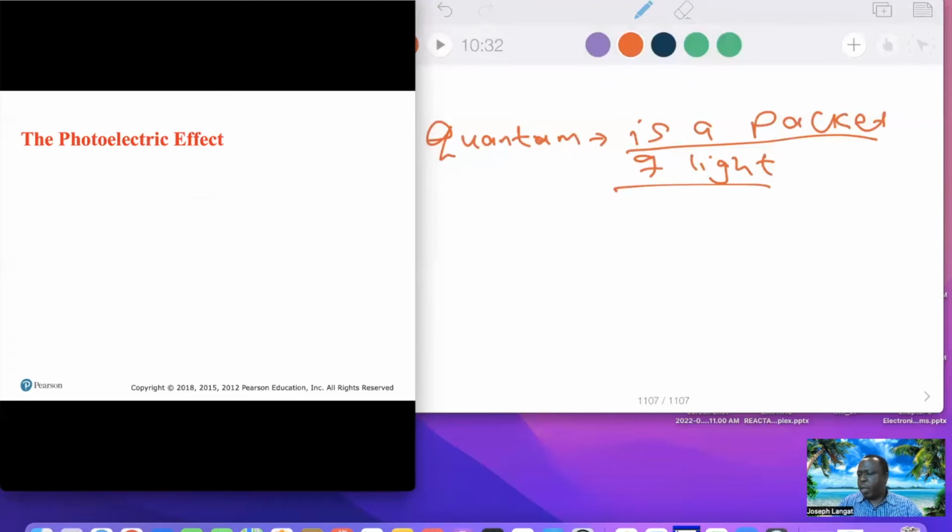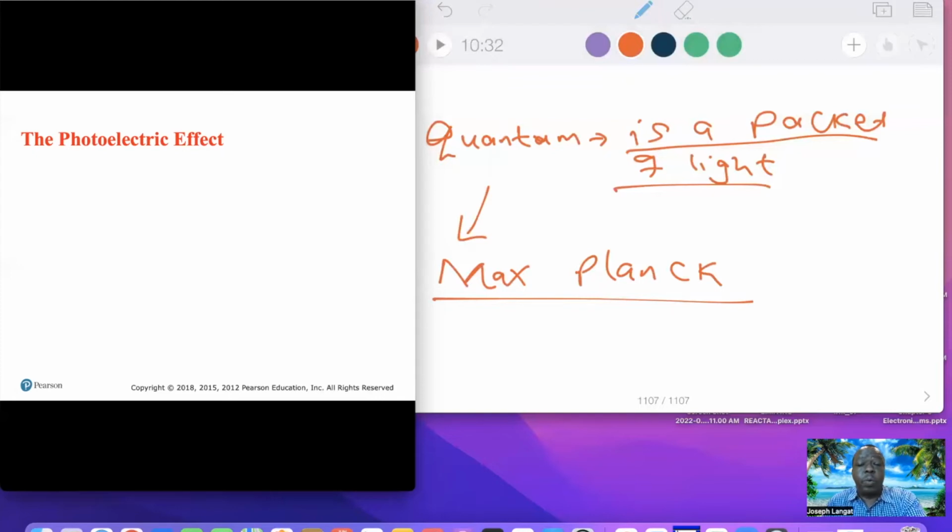Now, there is another observation which was made in the 17th century. We call it the photoelectric effect. This was according to Max Planck. Sometimes you need to make your own notes about these personalities. You may be given a question down the line, and if you don't know who did what, it will be challenging.